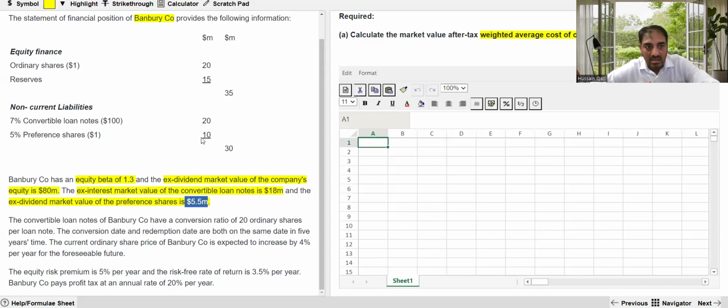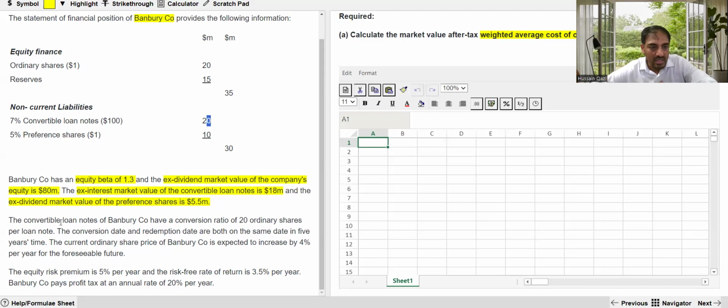One more thing, by default the preference shares par value $1. So here the number of preference shares 10 million. So 5.5 divided by 10 million, we can calculate the per preference shares market value. Same case for convertible loan notes, 20 million divided by 100. That we can calculate, 0.02 million number of convertible loan notes. And if you wanted to identify the figure of per convertible bonds market value, we can calculate.